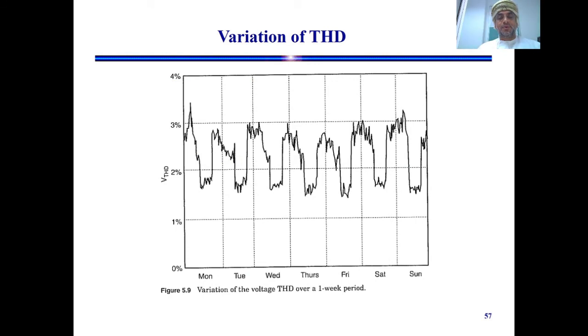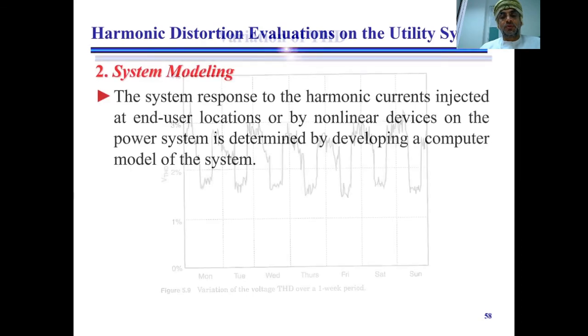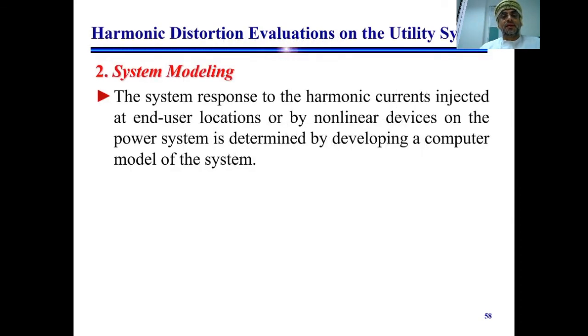This is an example of how the total harmonic distortion will look over a 1 week period, from Monday to Sunday. Sometimes the total harmonic distortion will go up, sometimes it will be between 3% to less than 1.6%. So that's why we need to do continuous measurement for at least 1 week, which is the recommended duration.